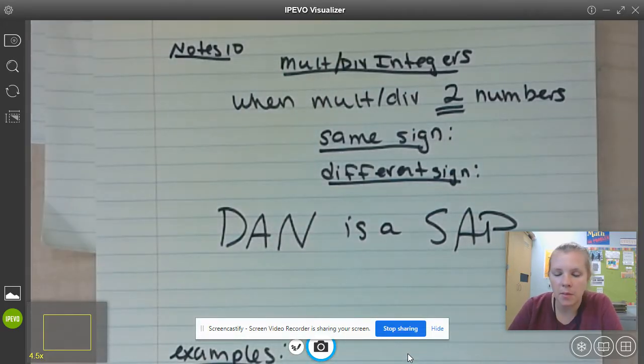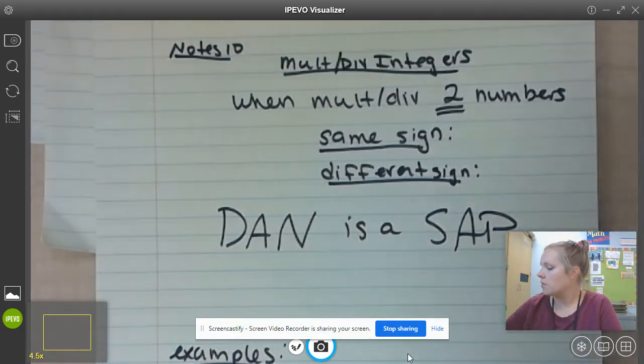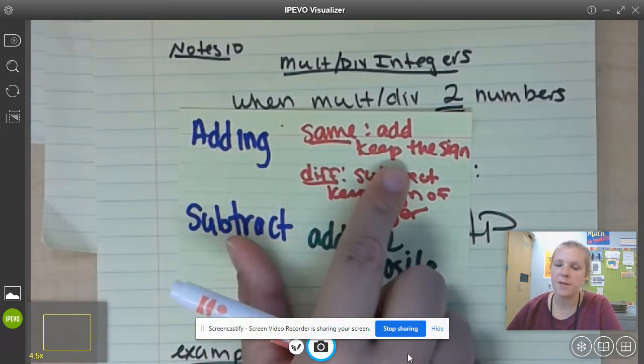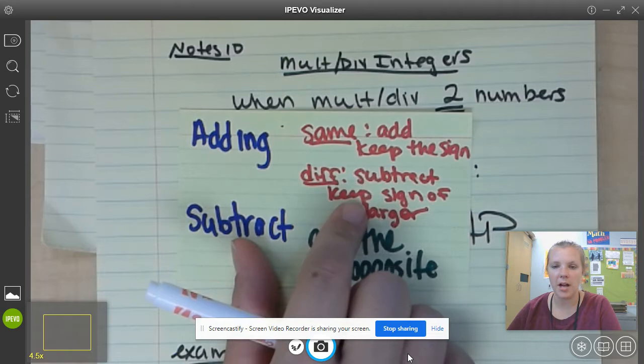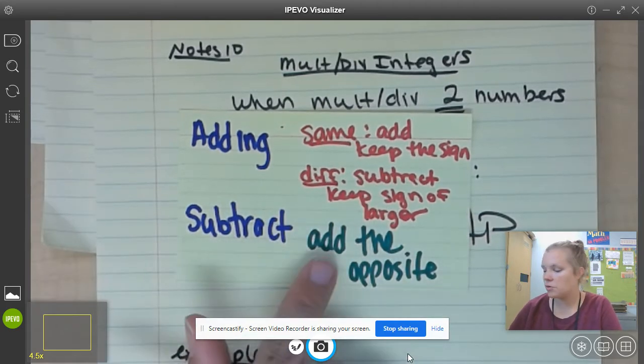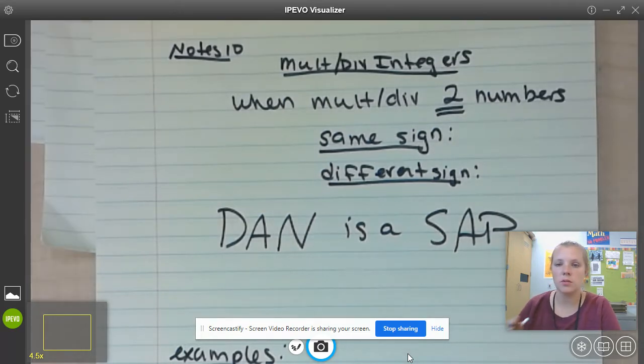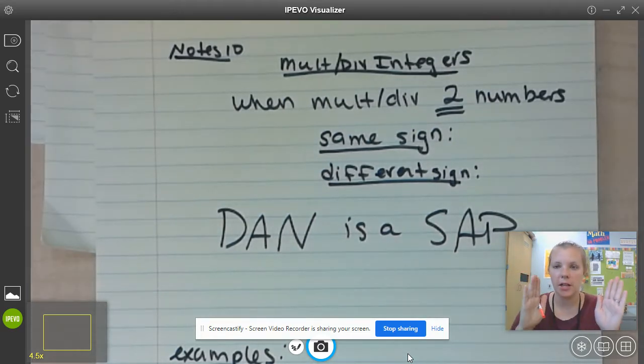The tricky thing about multiplying and dividing integers is that the rules are totally different than adding and subtracting. We know these rules when we add and subtract. When we add and the signs are the same, we add them and we keep the sign. If they're different, we subtract and keep the larger. When we subtract, we add the opposite. When we're doing multiplying and dividing, the rules are completely different. You're going to have to divide your brain.